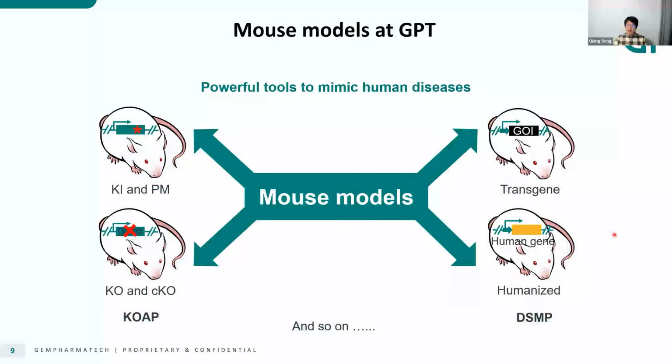And mouse models are a powerful tool to mimic human disease. GPT has generated different types of mouse models based on gene editing technologies, including knock-in, transgene, and knockout, to humanize the mouse model to mimic the human disease or to import the drug target gene into the mouse models.